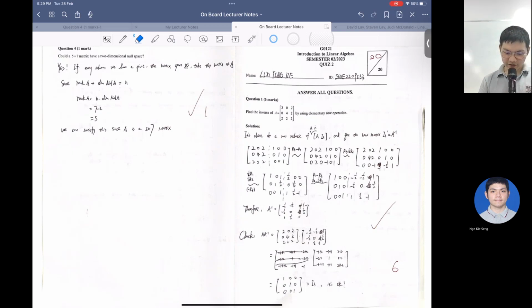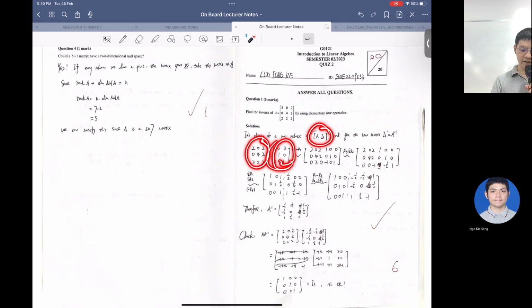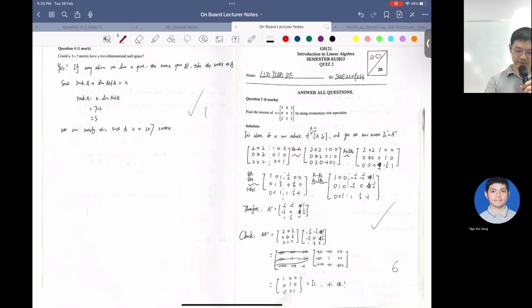So find the inverse of A by using elementary row operations. So what does this mean? This means that you can set up an augmented matrix, okay? And then row reduce the left, and the right will give you the inverse. So this is a convenient way to write. Let me write this down first, and then let me tell you.